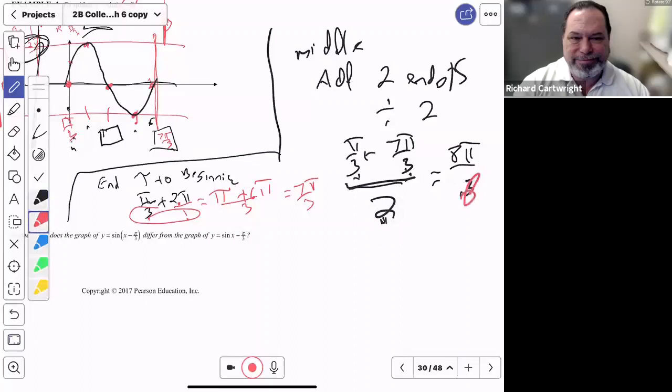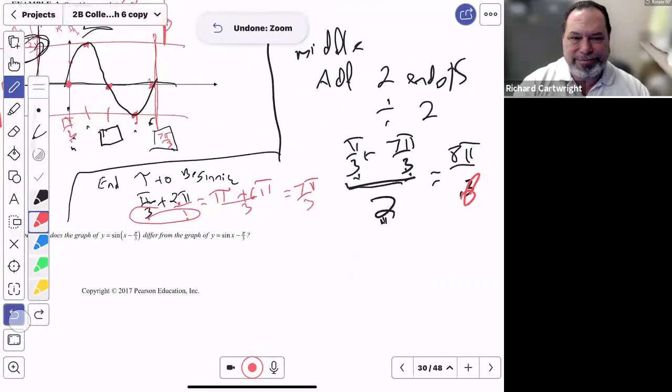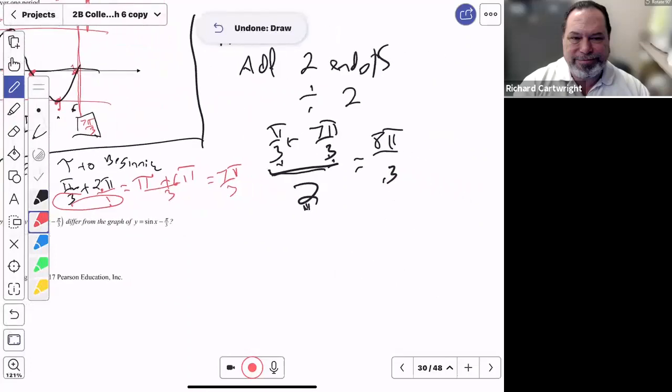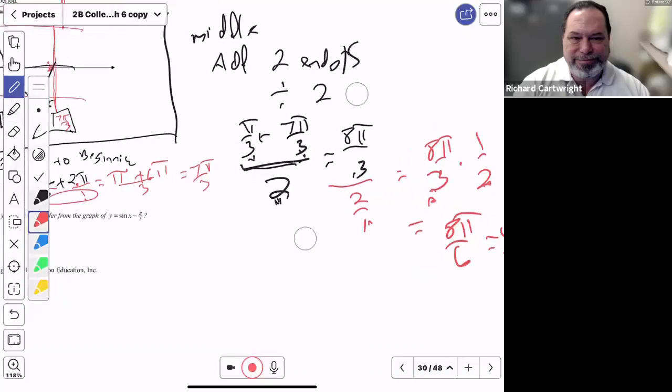A 6. It doubles. Now, if you want to leave it as divided by 3, divided by 2 over 1, you're welcome to do that. That means 8 pi over 3 times the reciprocal. Now you see why I just doubled it? 8 pi over 6, the same answer. That reduces to 4 pi over 3. So there's my middle.